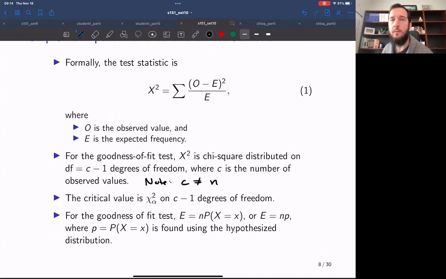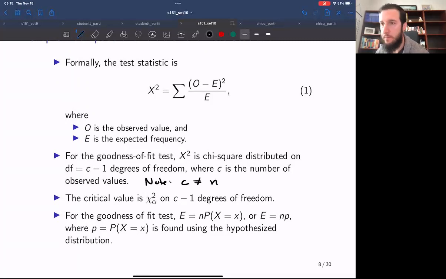So for example, if I rolled a die 500 times, my sample size would be 500, but the number of unique outcomes would only be 6, because there's only 6 possible outcomes on the die, but I can roll the die as many times as I want. So c is basically the number of things that can pop up in the experiment, but it's not the same thing as sample size.